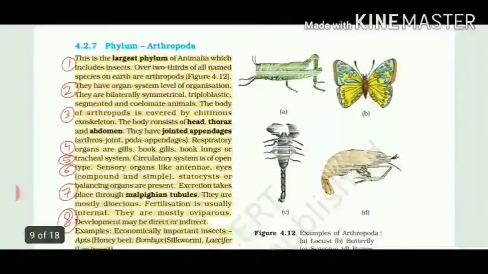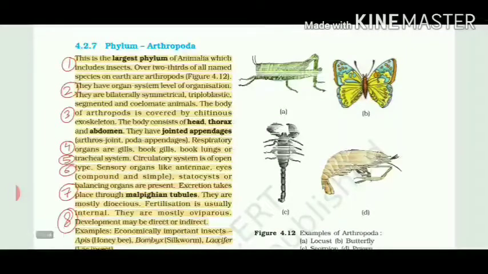Now coming to the next phylum, called Arthropoda. In Arthropoda, every insect will come, that you may have seen or not yet seen. Arthropoda is the largest phylum, because the quantity of insects is largest, and only half of them have been named yet. Second point, the level of organization is organ system. Symmetry is bilateral, triploblastic, segmented, and they have a true body cavity.